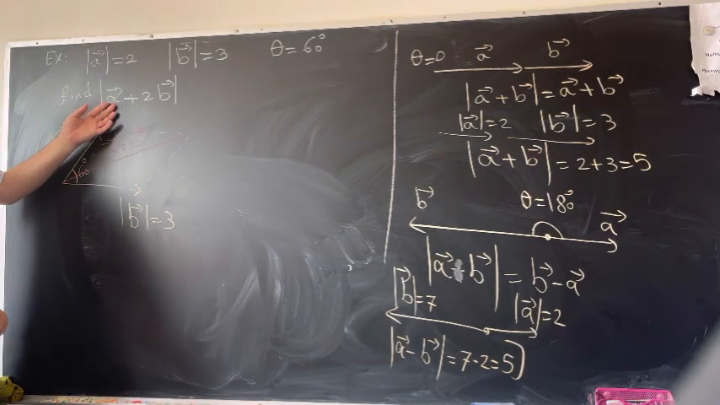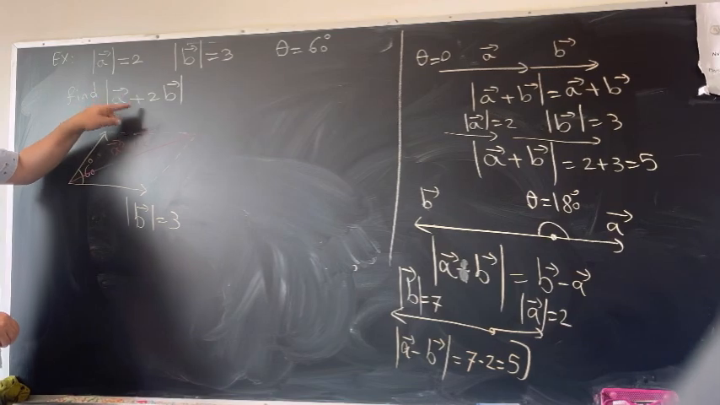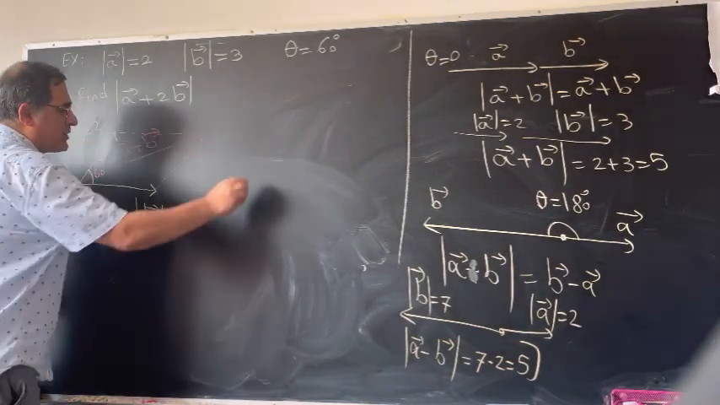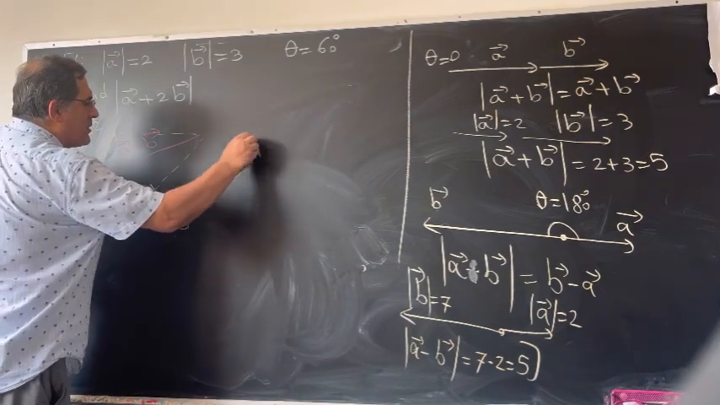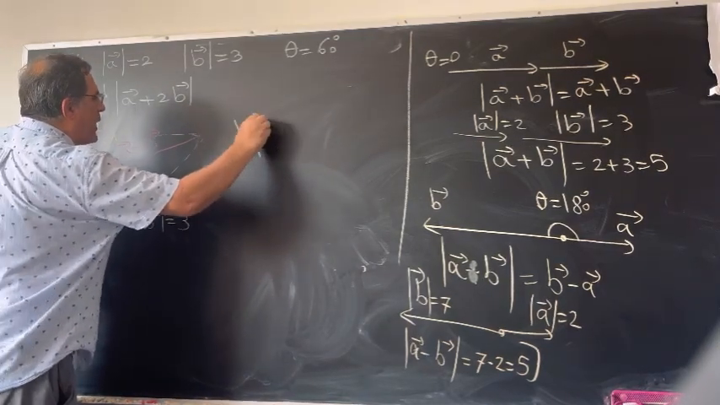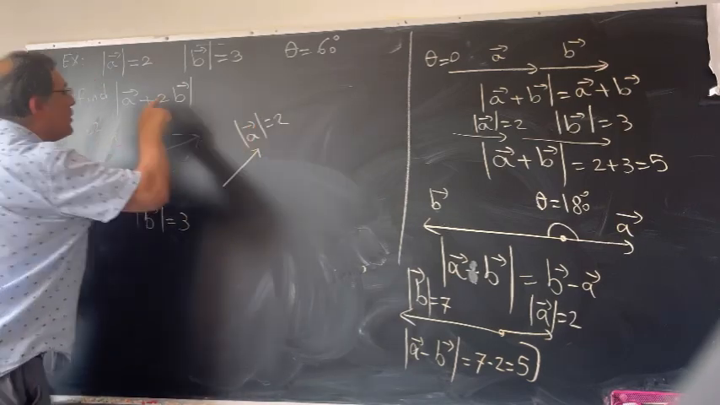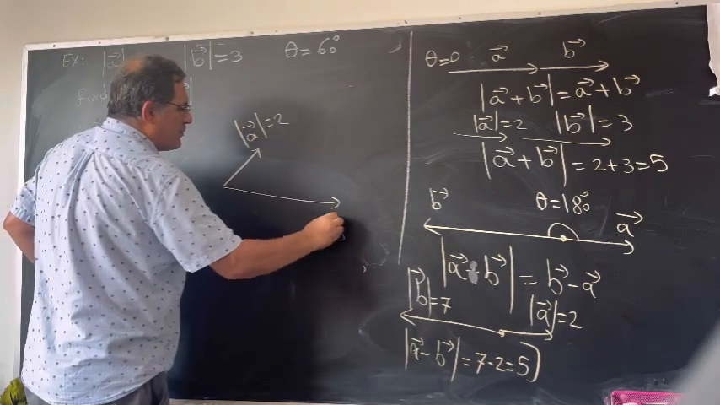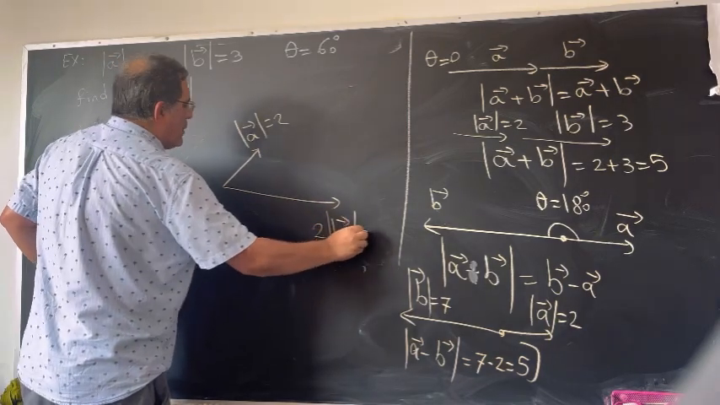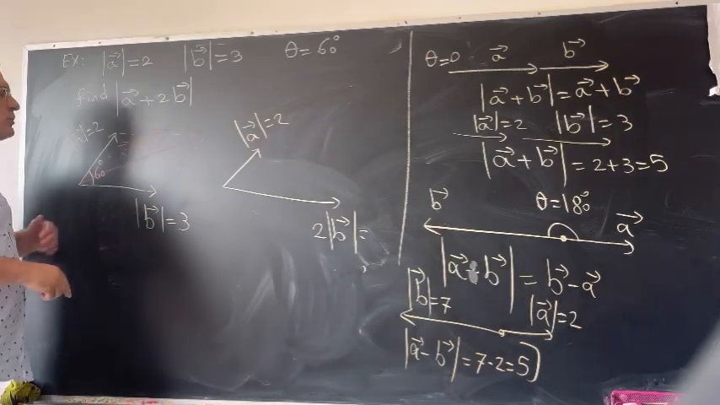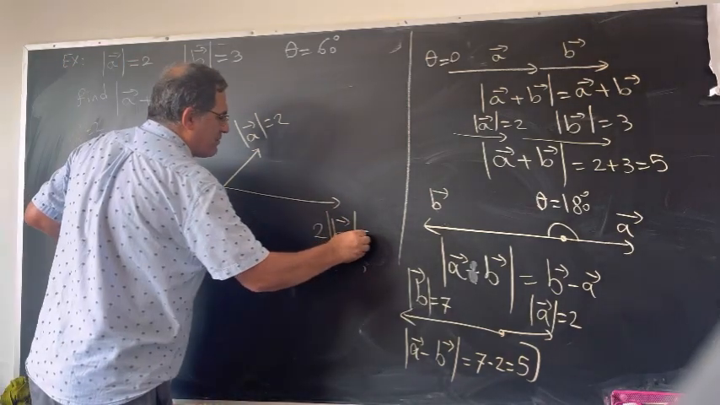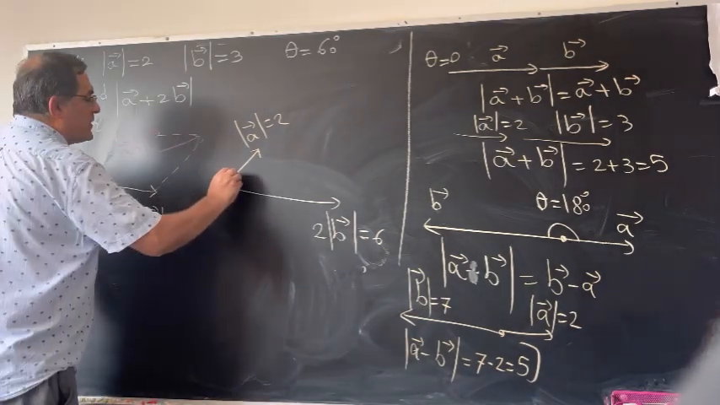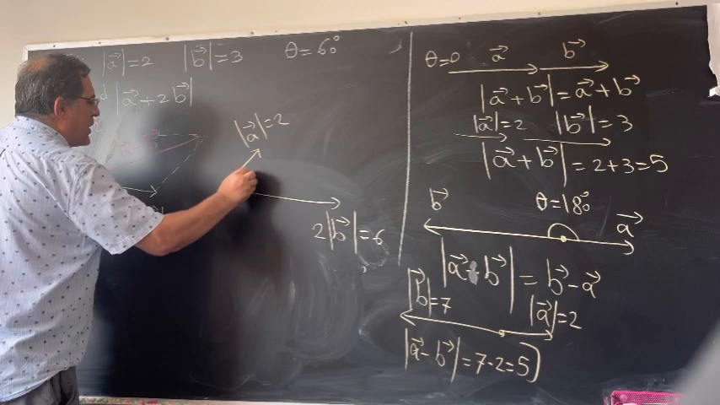But in this case, you want to find the magnitude of vector A plus 2B. A is the same size, you will not change anything for A: same magnitude, same direction, 2. But take 2 times vector B. Vector B magnitude is 3 units, 2 times is 6. The angle between the two vectors doesn't change.